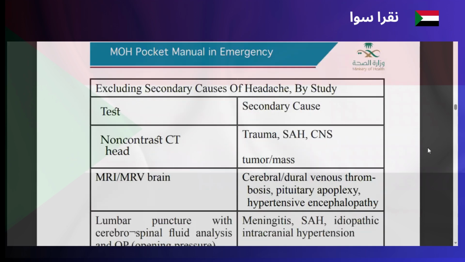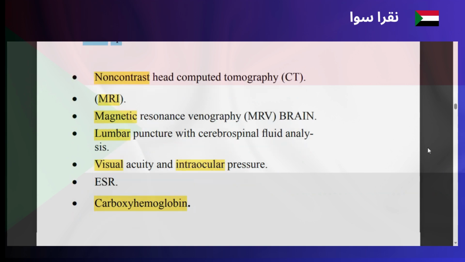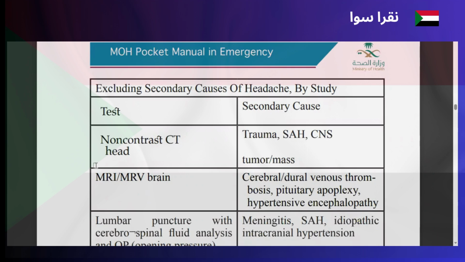So the workup we have: non-contrast CT head, MRI, MRV brain, lumbar puncture, visual acuity and intraocular pressure, ESR, carboxyhemoglobin. These are the tests to exclude secondary causes of headache. We say the test and the secondary cause to exclude with.